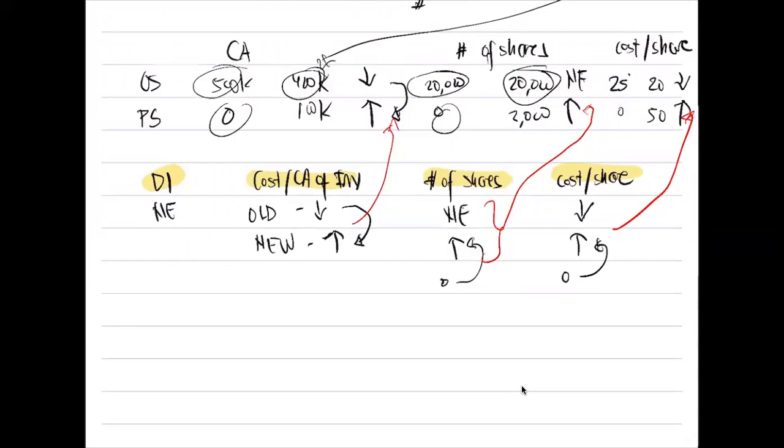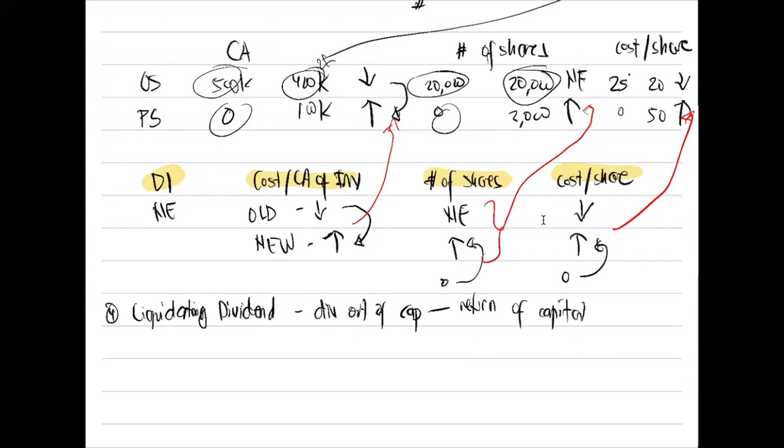Okay? So we're done with three types of dividend already. We finished cash, we finished property, and we finished stock dividend. We proceed to another type of dividend: the liquidating dividend. What is this liquidating dividend? A liquidating dividend is a type of dividend out of capital. This is what I told you a while back as a dividend return of capital. So in this particular type of dividend, how do we measure it?